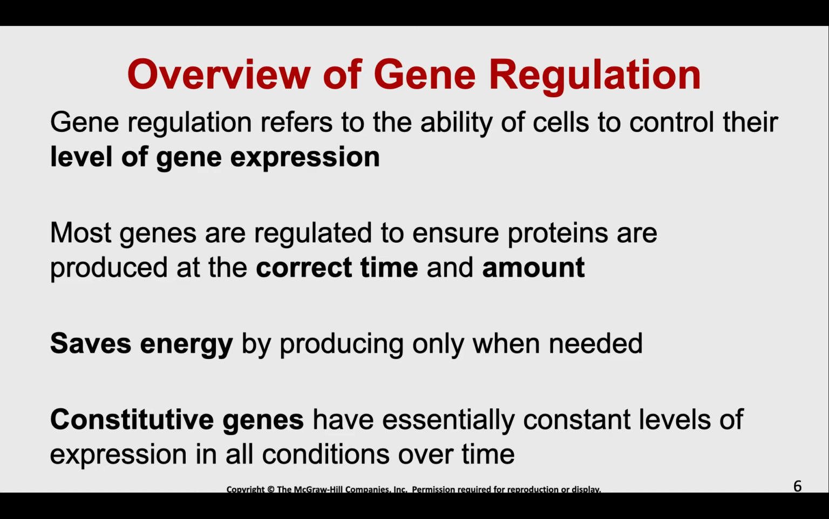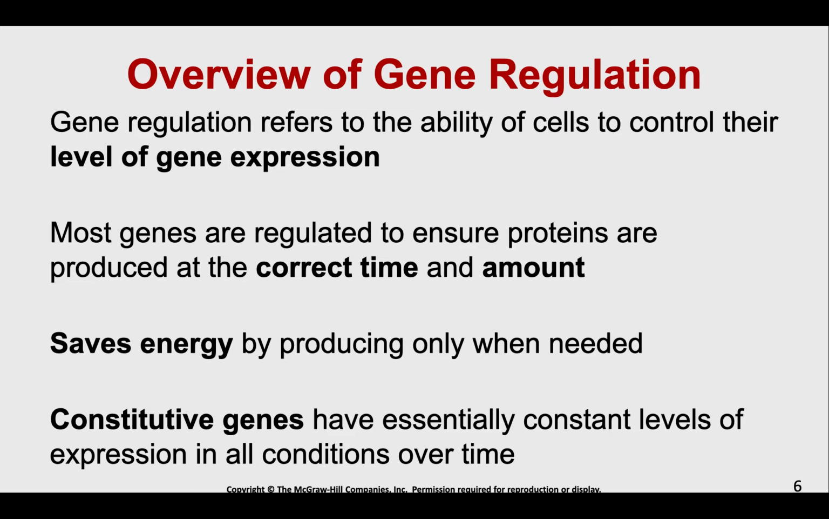But I do want to look at gene expression. We have a lot of genes in our DNA, and not all of them are going to be expressed at the same time. So we have the ability for cells to control their level of gene expression to make sure that genes are regulated to ensure proteins are produced at the correct time and at the correct amount. Because this is going to save energy in the cell, because we're only producing proteins when we need them.